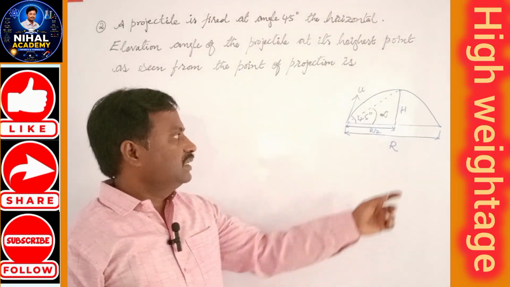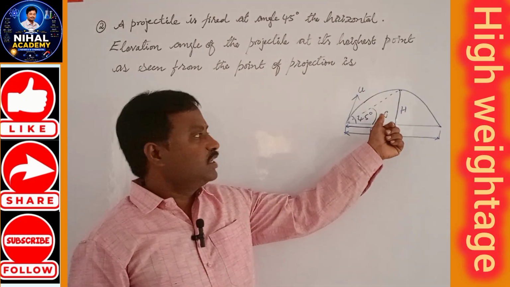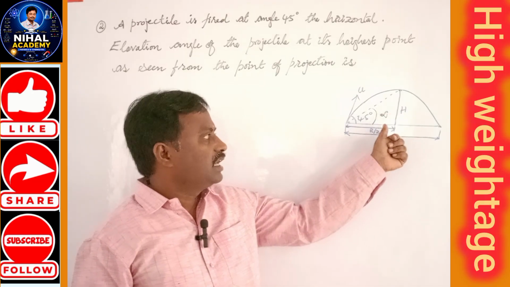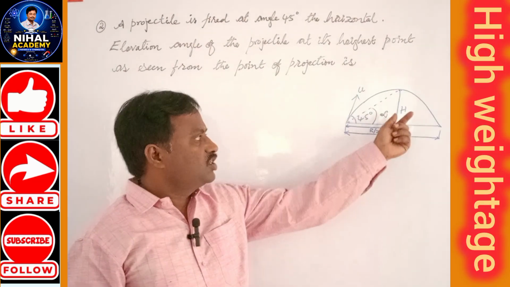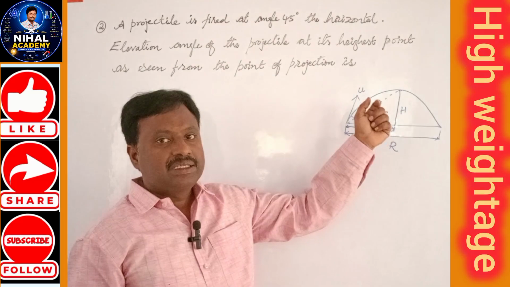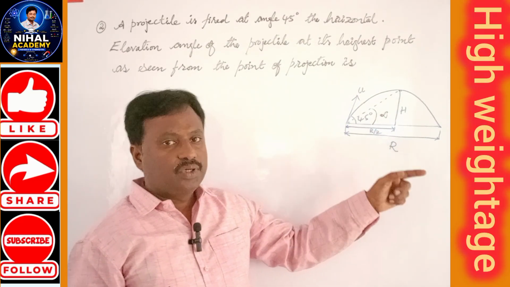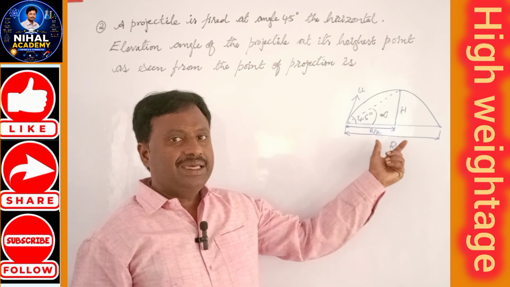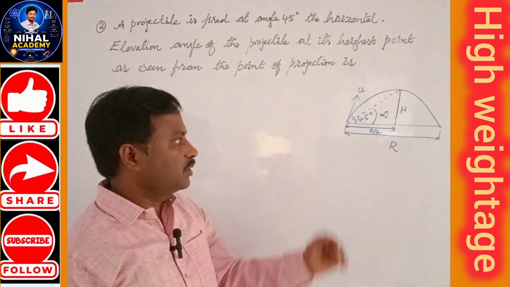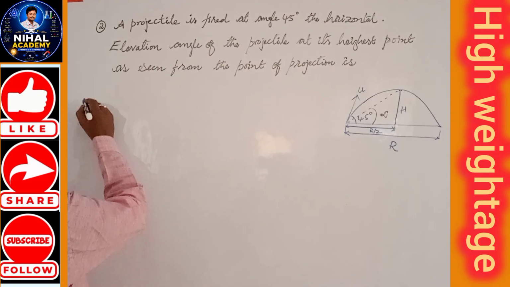So we know h and R by 2, and we can write the relation tan alpha is equal to h by R by 2. What is h? The maximum height, and we know the formula is u square sine square theta by 2g. How do we calculate the range? It is u square sine 2 theta by g. We'll use these formulas to calculate h and R.